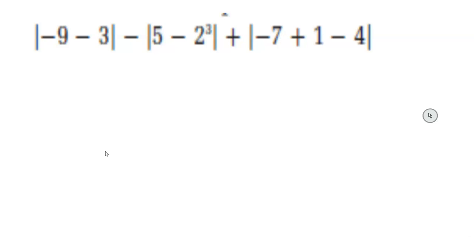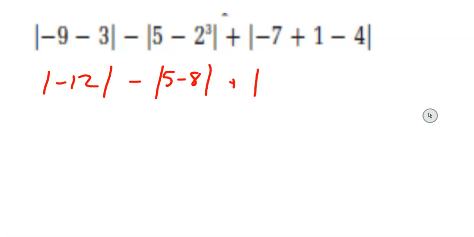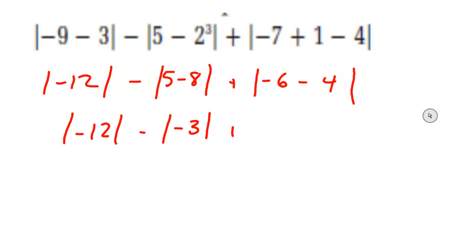When we evaluate, make sure you just use BEDMAS. So I'm going to start in here in the brackets, negative 12, and I'm going to go to my next bracket, that is 5 subtract 8, and I'm going to go to my next bracket, which is minus 7 plus 1, so that's minus 6, minus 4 more. Okay, when we keep going, this 5 minus 8 becomes negative 3, and the minus 6 minus 4 becomes negative 10.